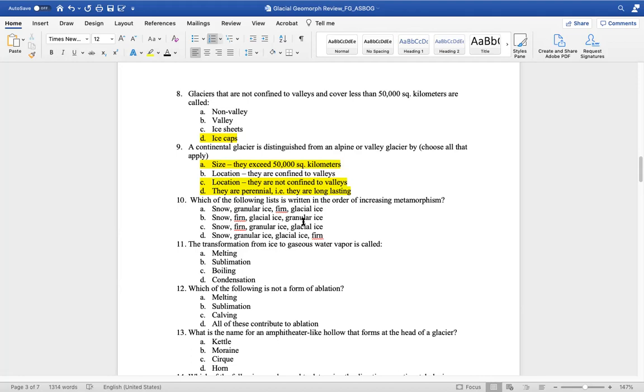All right. Which of the following lists is written in the order of increasing metamorphism? And obviously, we're not talking about metamorphism in the contact metamorphism sense, but rather in more of a changing of shape and composition. So we have snow beginning the list for every single one of these. Let me see, granular ice, firn, or glacial ice.